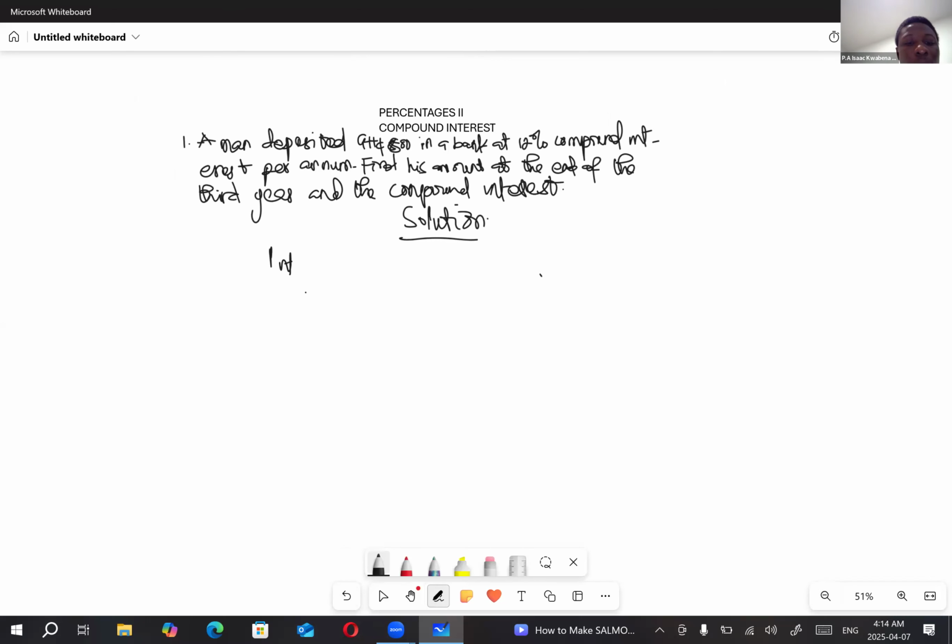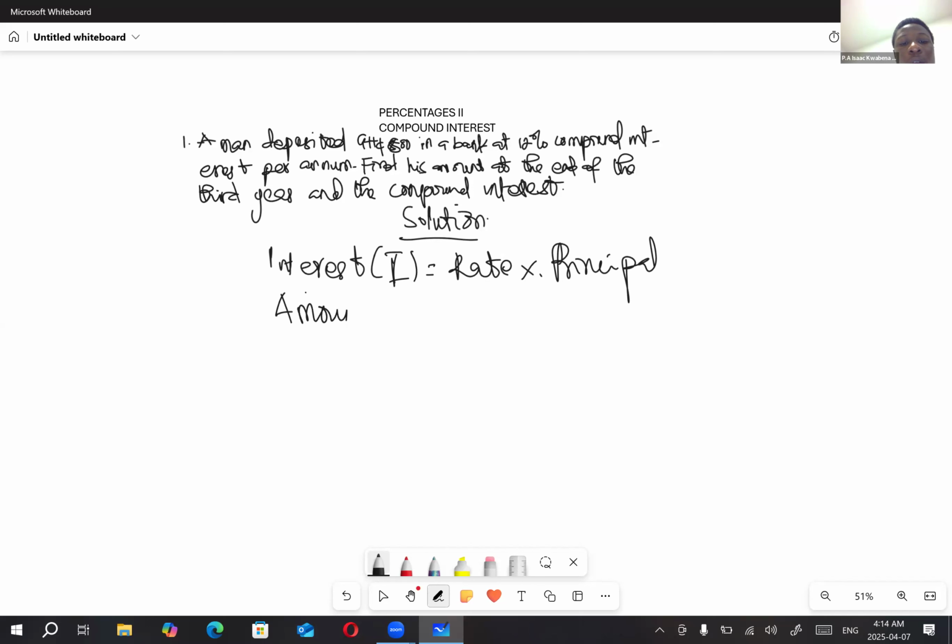Yeah, so you and I know interest. Now put in brackets I, so that wherever you use I, we know you are calculating for interest. Interest is equal to the rate times the principal. Do you remember? Then after calculating for interest, all the time we calculate for amount.